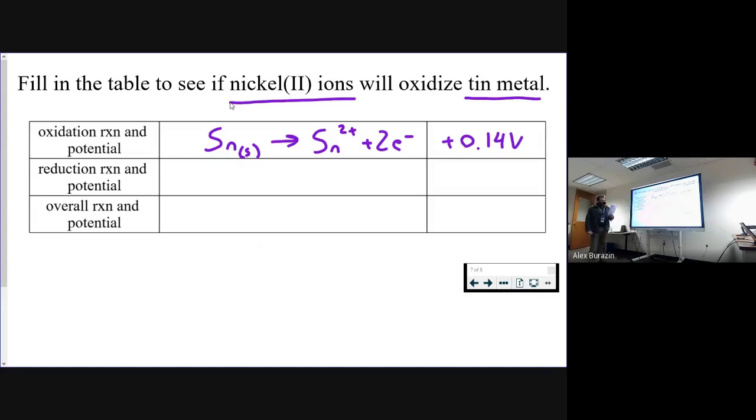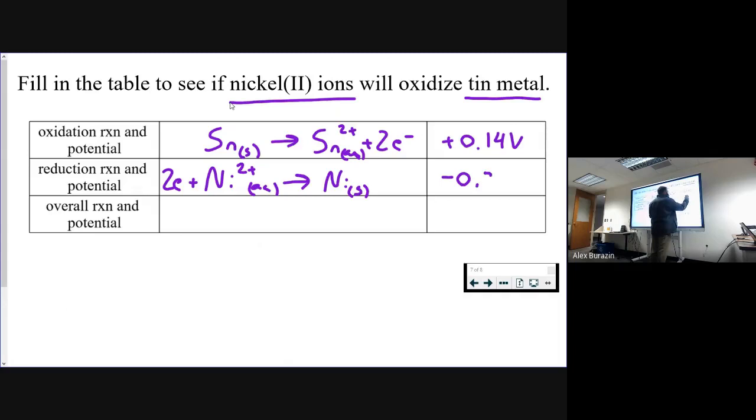I find the reduction potential of nickel. There it is. Nickel 2 plus turning into nickel metal. Sorry, the electrons go on the appropriate side, my bad. The reduction potential of nickel is negative 0.25 volts.